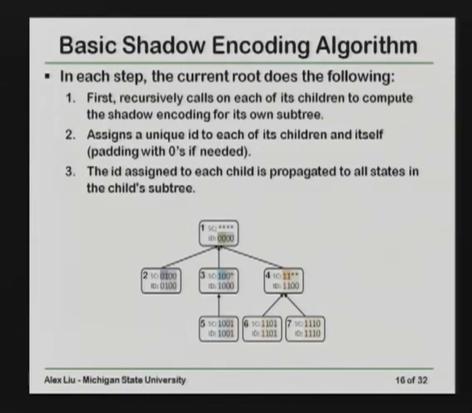So you can see that the property is basically that the binary ID of every node will match its own shadow code, and also match the shadow code of its father, and the shadow code of its grandfather, and so on.